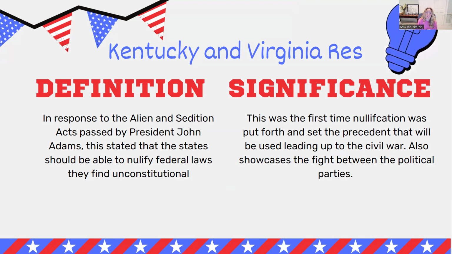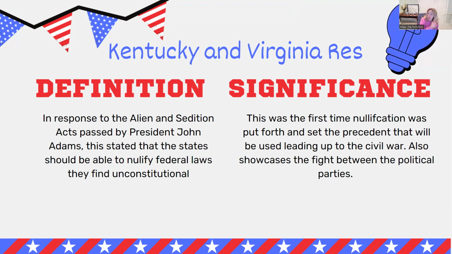So in response to the Alien and Sedition Acts passed by John Adams, this was written by James Madison and Jefferson. And it states that states should be able to nullify federal laws if they find them unconstitutional. And nullification, this is the first time that that was proposed. And that is why this is so significant.